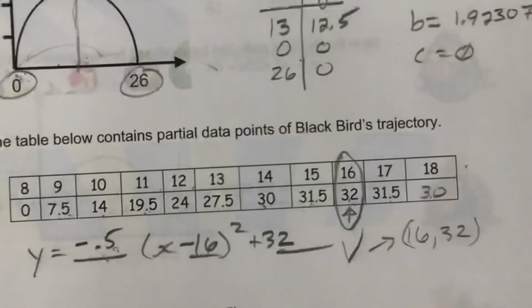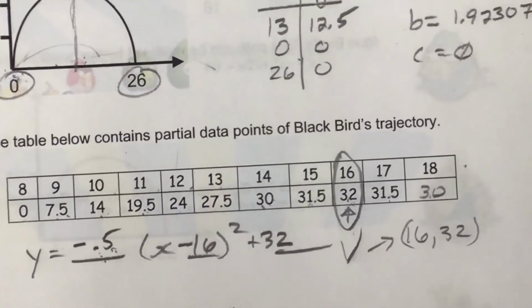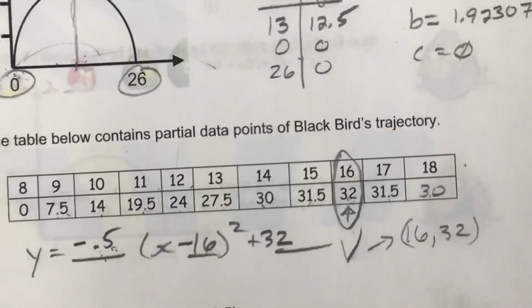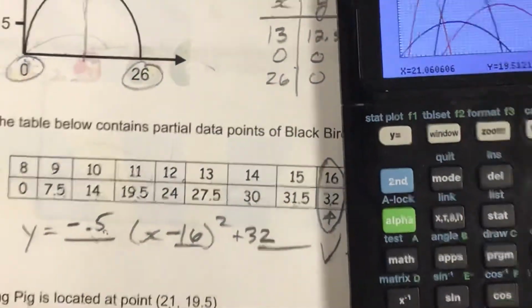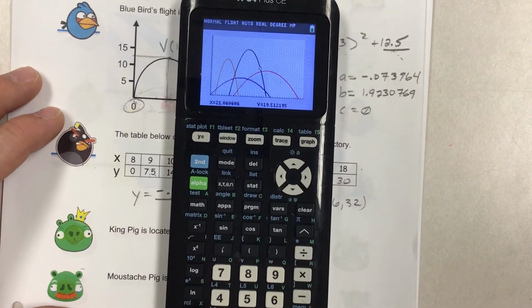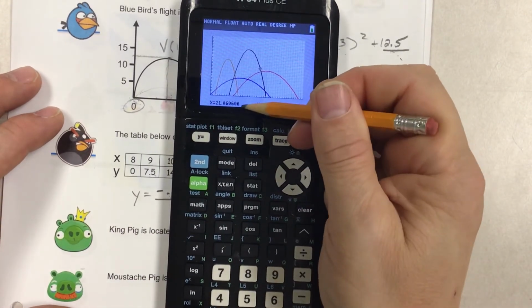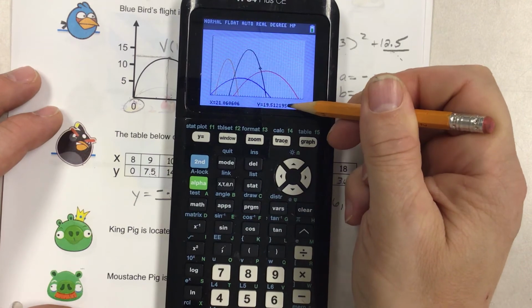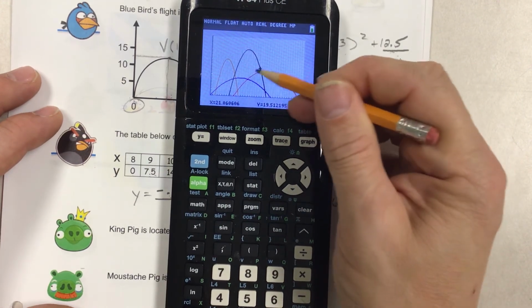Okay, that's one way of doing it. So it's going to be Blackbird. Now, that's one way of doing it. It's not precise because I don't have exactly 21. I don't have exactly 19.5. But that's the only thing close, okay?